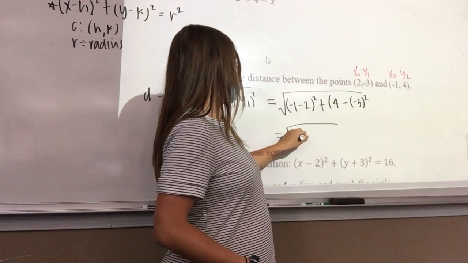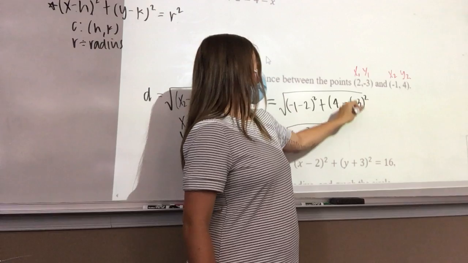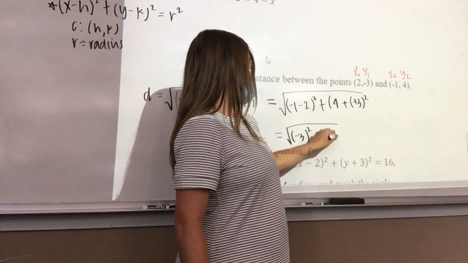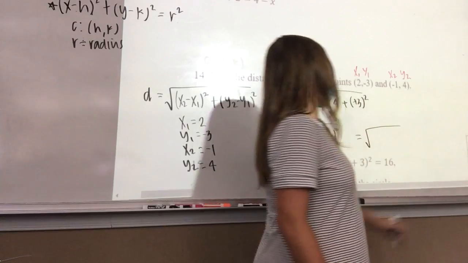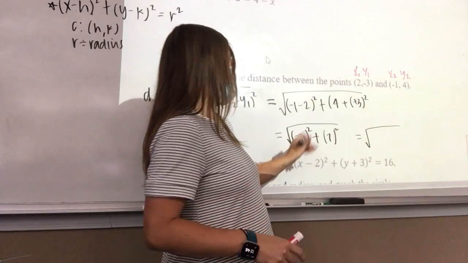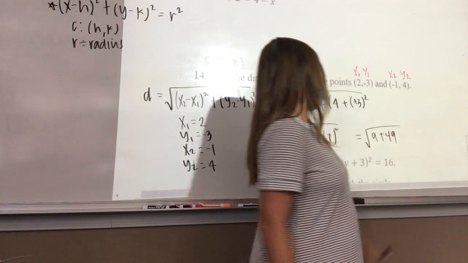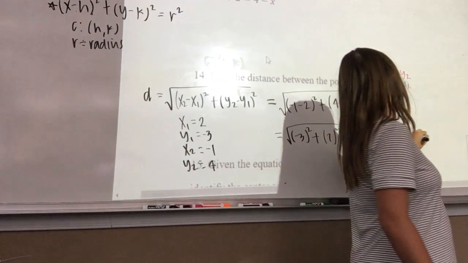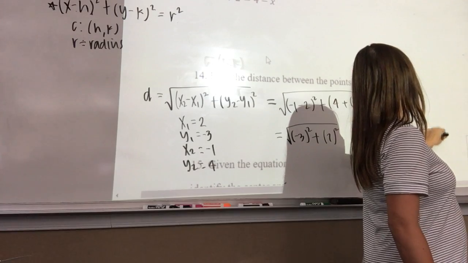-1 minus 2 is -3. 4 minus negative, that's positive 7 squared. I always do this by hand, but again, you can do it in the calculator. -3 squared is 9. Plus 7 squared is 49. That's what, 57? 58.